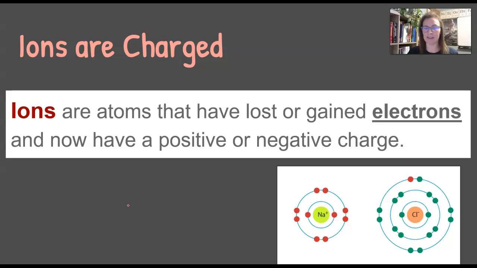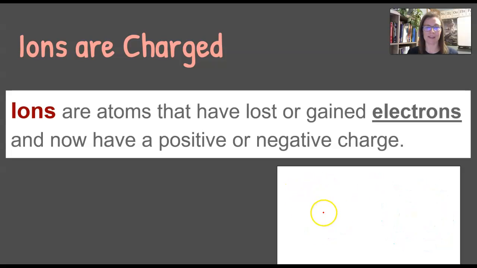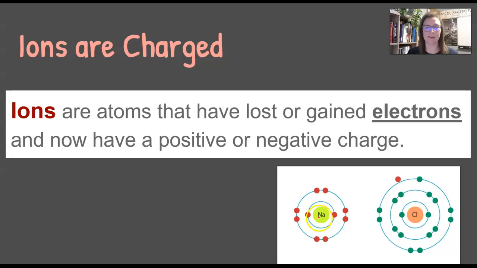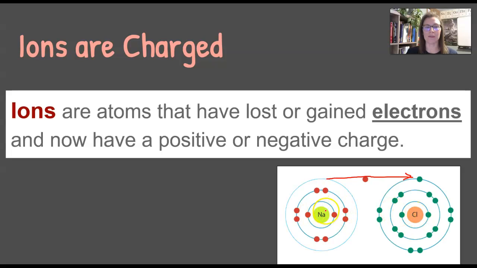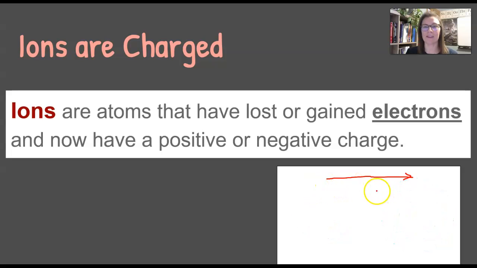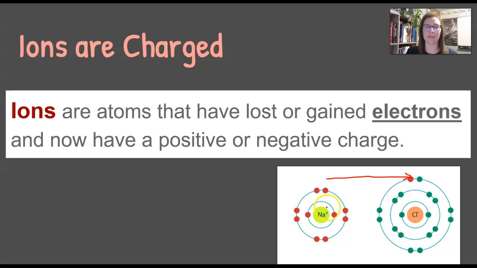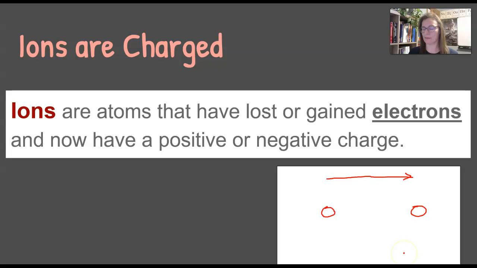All right, so here we have an example, right? I've got the element sodium on this side, and it's losing an electron from its outside energy level. And that electron's going over here to chlorine. Okay, so now sodium doesn't have the same number of electrons and protons anymore. It lost a negative particle. So when it loses a negative particle, it becomes a positive ion. All right, chlorine, it gains an extra negative particle and becomes negative.